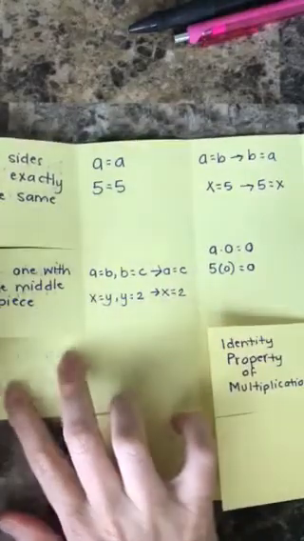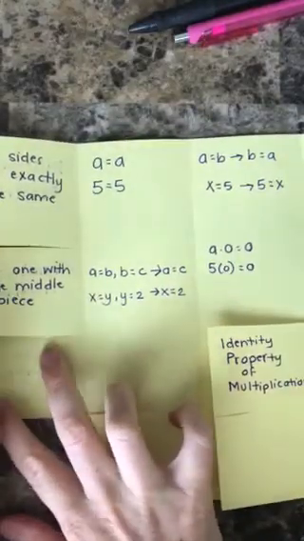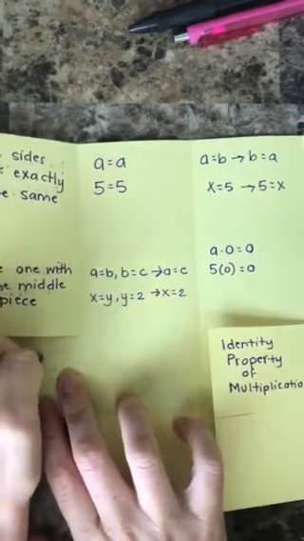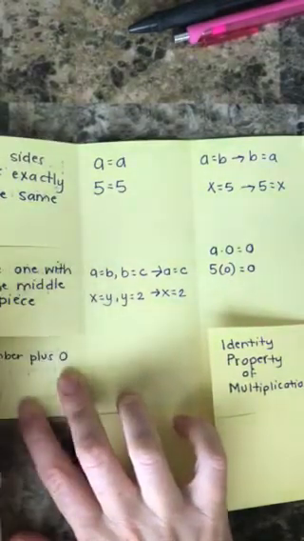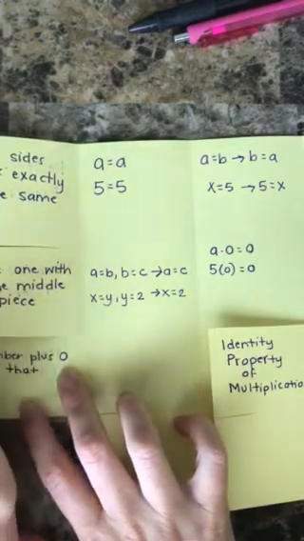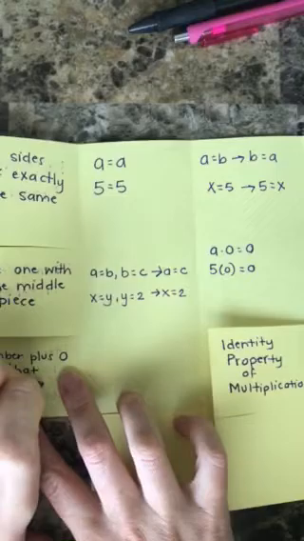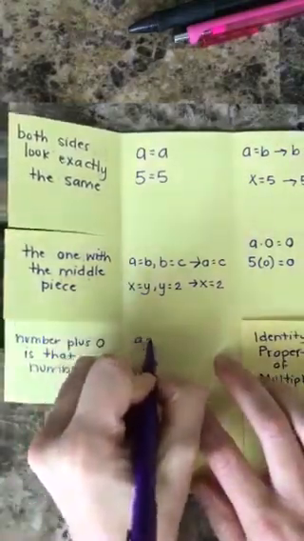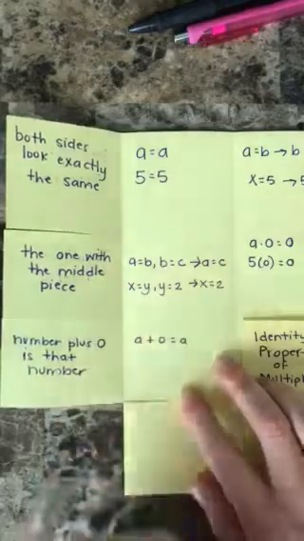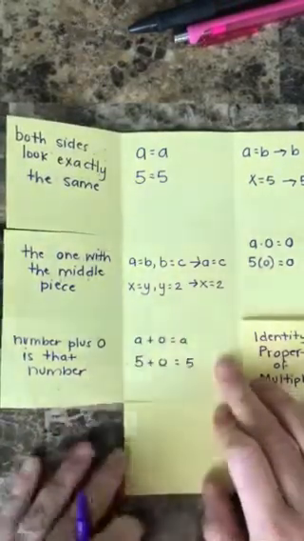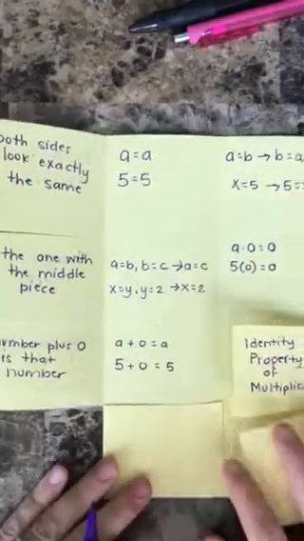So what that means in words over here is a number plus 0 is that number. So something like a plus 0 equals a, or 5 plus 0 equals 5. Again, duh, we know that.